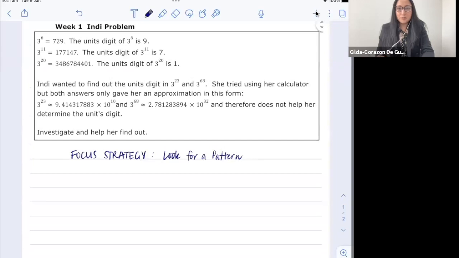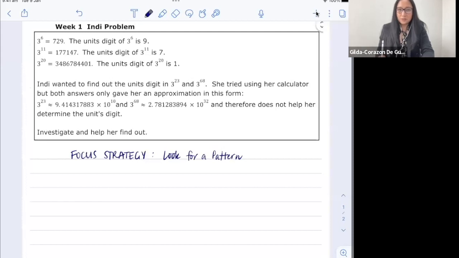So it's a problem of the week. It's not about giving the answer or the first one handing in the answer, but it's about us showing our thinking about the problem. And for each of these problems of the week, there is a focus strategy. So we've got a bit of a hint as to how we will be able to attack the question. And this week's focus strategy is look for a pattern, okay?